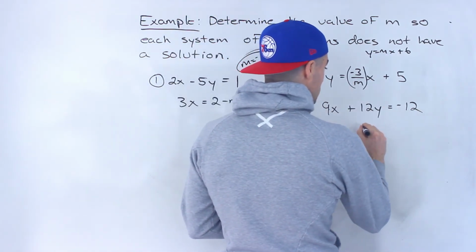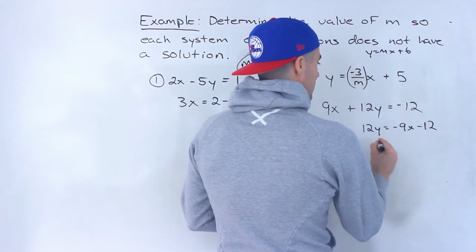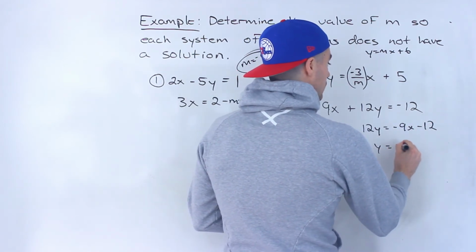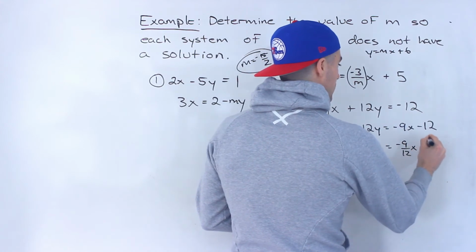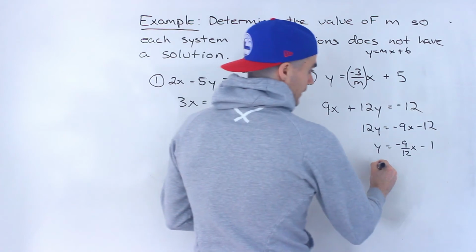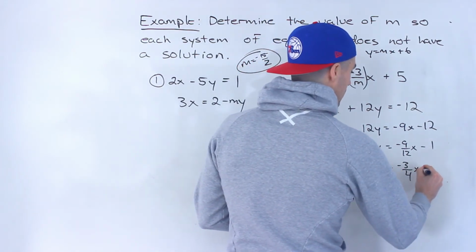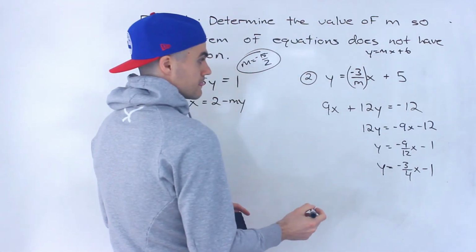So I'm going to bring the 9x over and then divide everything by 12. 12 over 12 is just 1. And then notice the negative 9 over 12, that simplifies to what? Negative 3 over 4, like that.